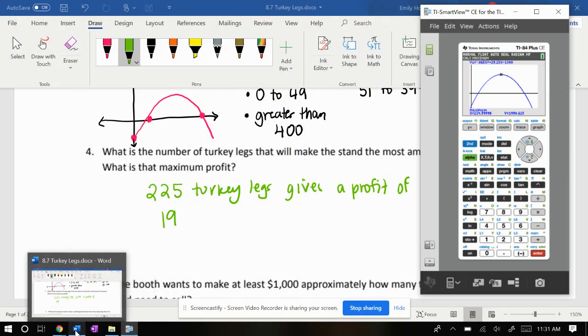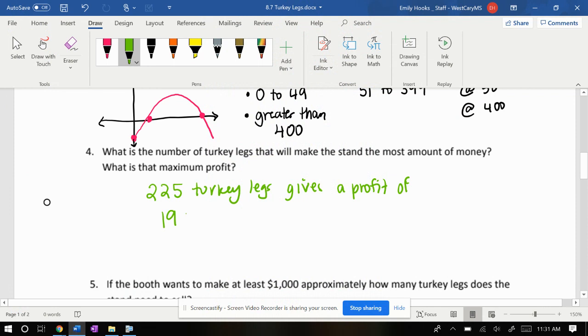1990, 625. Okay, so 1990, and then we'll do 6.3. We'll make it 63 cents. Okay.